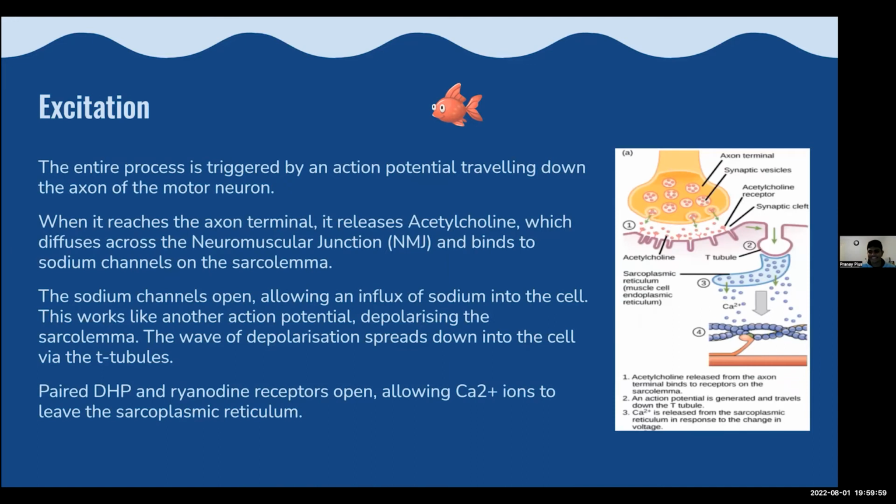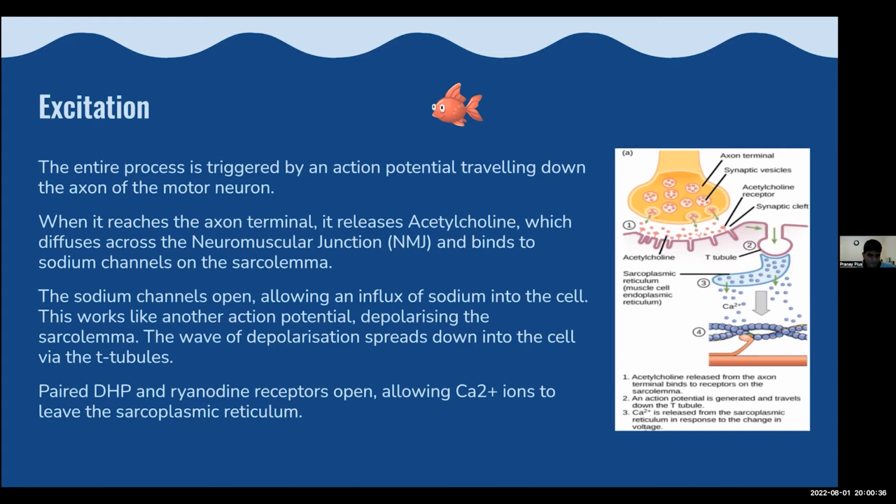Okay. So how does it actually work? So I've already described basically how it works, but in a bit more detail, you can see that sodium channels open up, which allow an influx of sodium into the cell. And this works like another action potential and depolarizes the muscle cell. So this is what causes the depolarization to spread down the transverse tubule. And another thing that's kind of important is the understanding of DHP and ryanodine receptors. So these two receptors allow calcium ions to leave the sarcoplasmic reticulum and bind to troponin, okay?